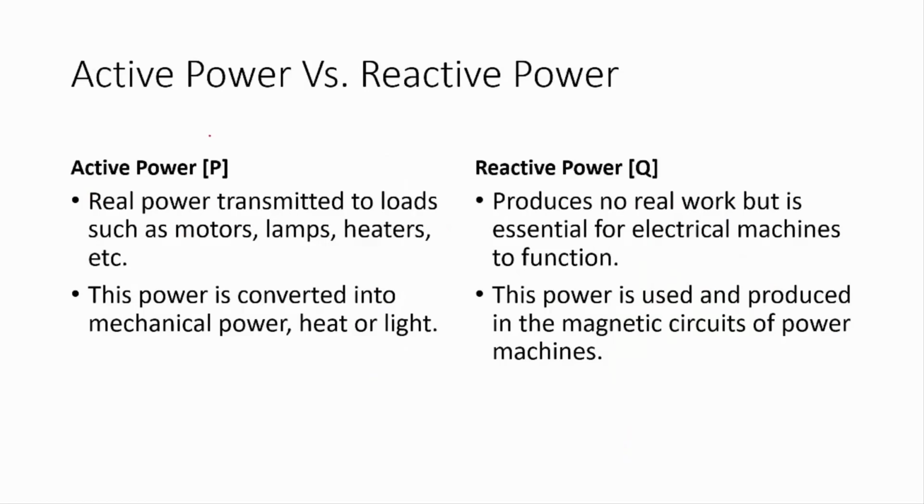Active power is the real power transmitted to loads, and it converts to mechanical power, heat, or light. Now, this power is converted in motors, lamps, and heaters, and it very much can be felt through speed, torque, temperature, light. And the reactive power produces no real work, but it's essential for electrical machines to function. Now, this power is used and produced in the magnetic circuits of power machines. Without reactive power, motors cannot turn. Without reactive power, transformers cannot transform because the magnetic circuit doesn't operate.